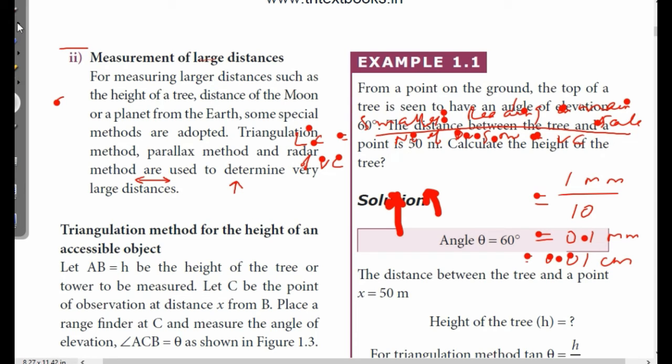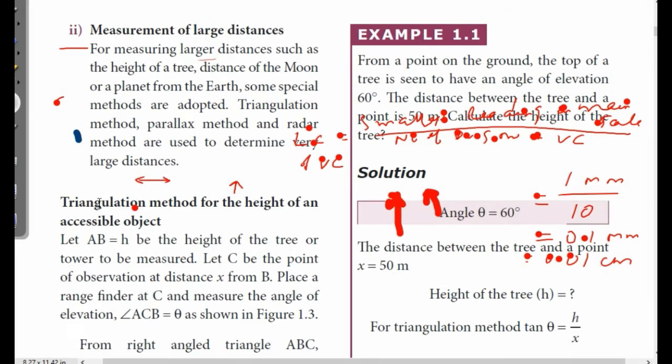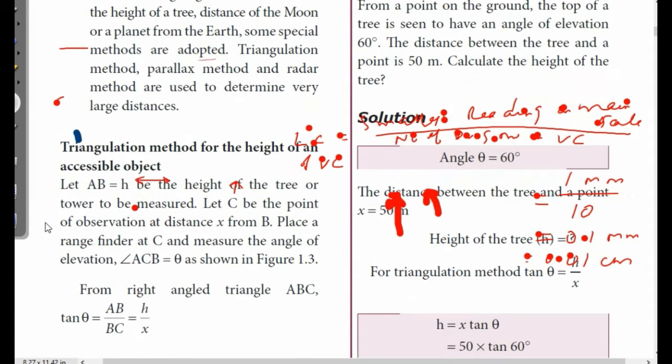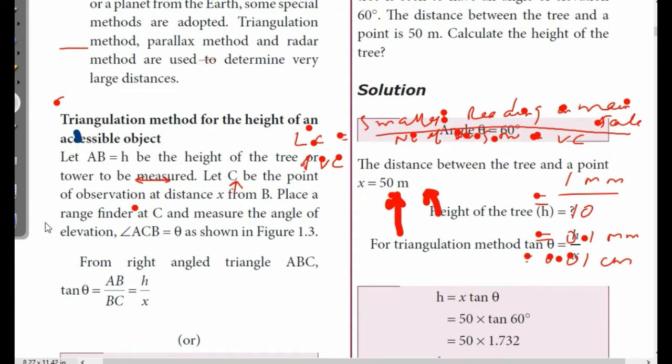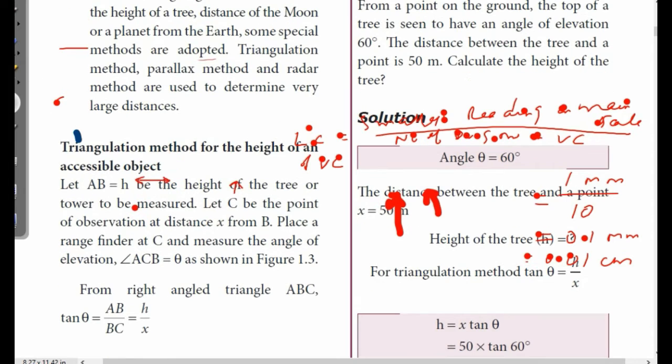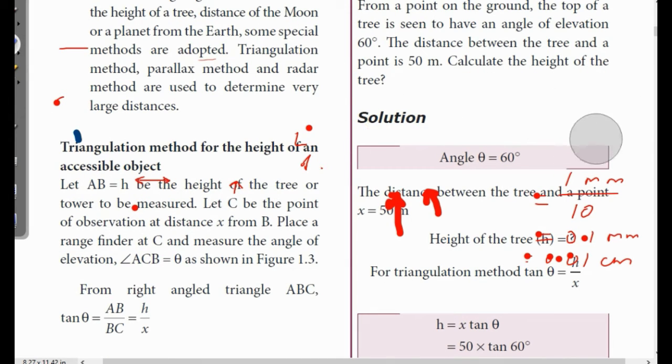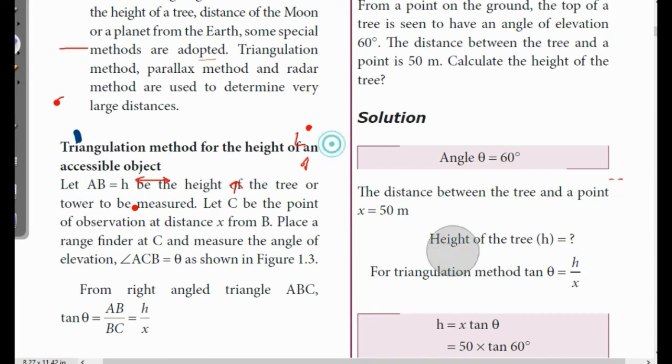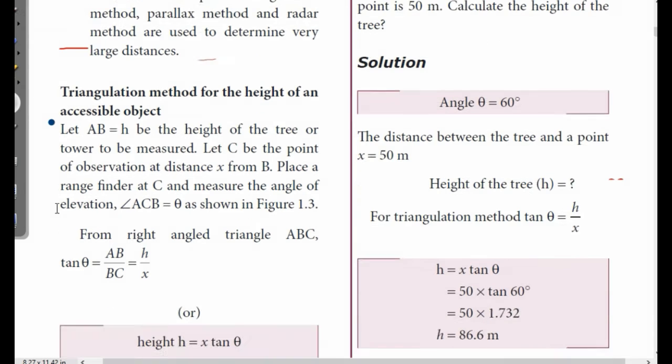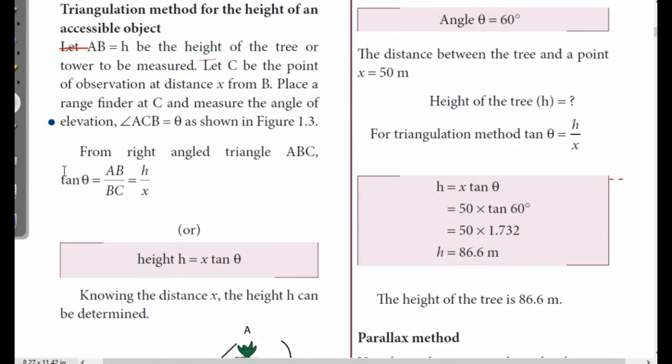What do we have to do? That's the question here. There is a method for measuring larger distances. The method is called the triangulation method. Here we take an example, observe this diagram.